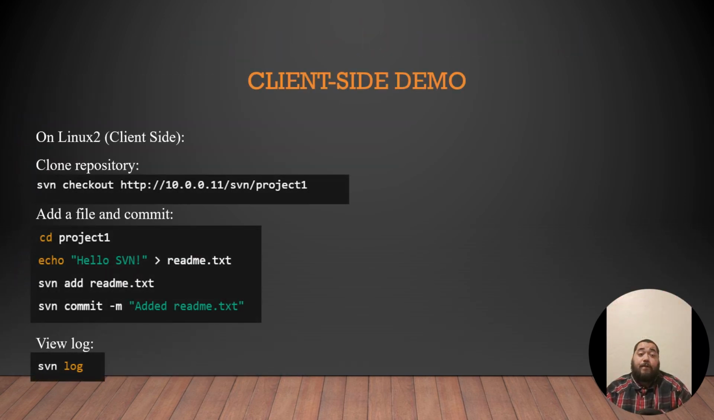Now on the client side, where you're going to want to access the repository, but it's not your repository, you use svn checkout and you use the IP address that the repository was originally created on, and you use the /svn/ and then the name of the repository. In this demonstration, we're using Project 1.